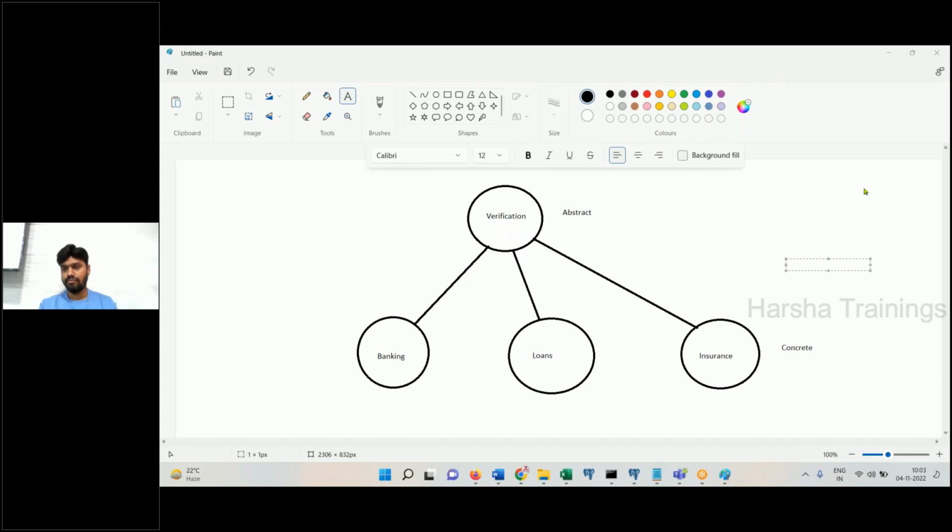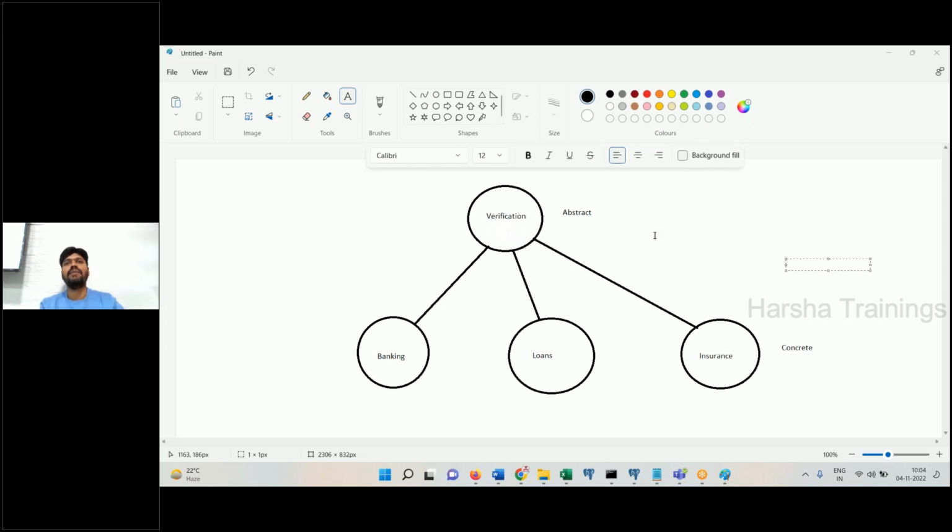Yes, go ahead, Harsha. As we know, we can inherit from the abstract classes. Can concrete classes inherit from abstract classes? Can we inherit from concrete class to concrete class? Did we discuss that? Inheritance is between two classes. That may be any class.